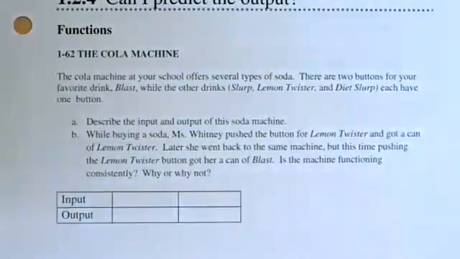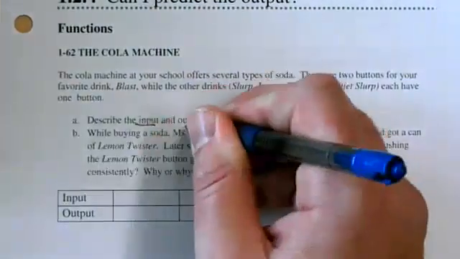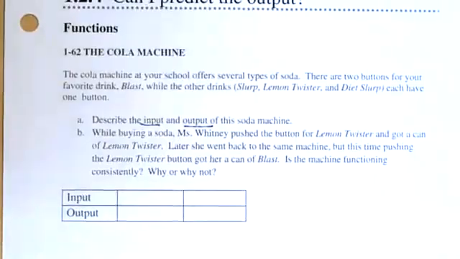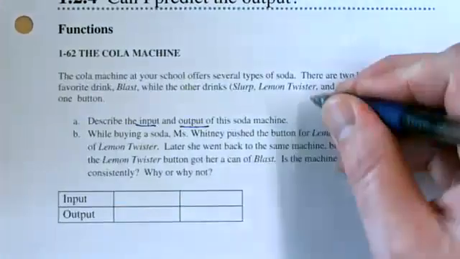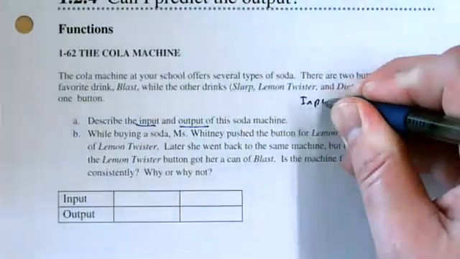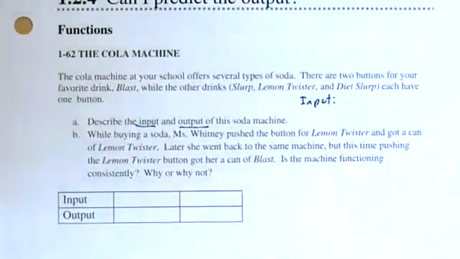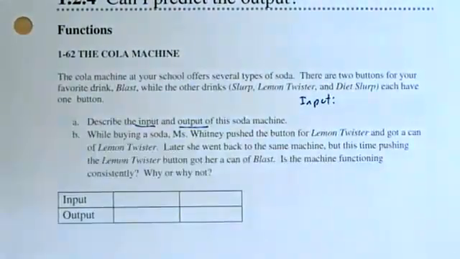All right, so let's work through these questions together. We're going to talk about inputs and outputs. We've been talking about equations having inputs and outputs. So machines have these too. So let's write this down over inputs. We got a little space here. Describe to me, what are we putting into this machine?